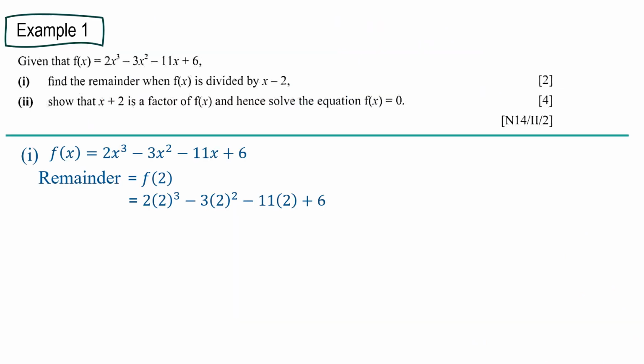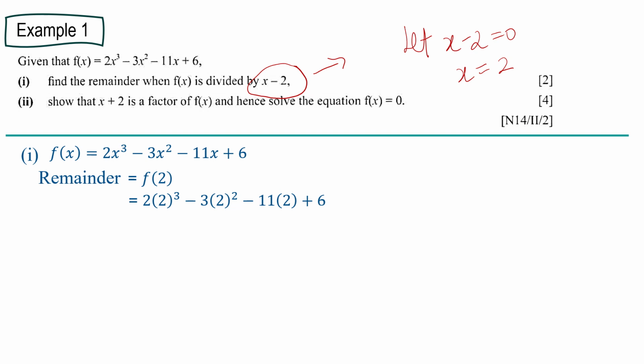All right, so let's look at example 1. You're given a function f of x equals 2x cubed minus 3x squared minus 11x plus 6. Find the remainder when f of x is divided by x minus 2. So your x minus 2 is your divisor, where we're going to let it equal 0. So you have x equals 2.